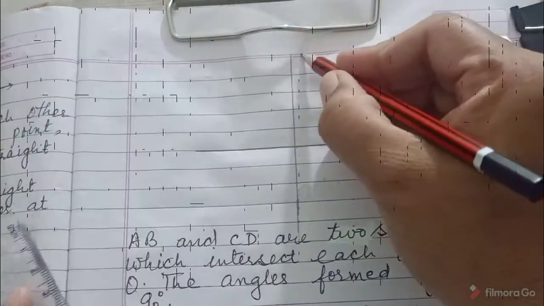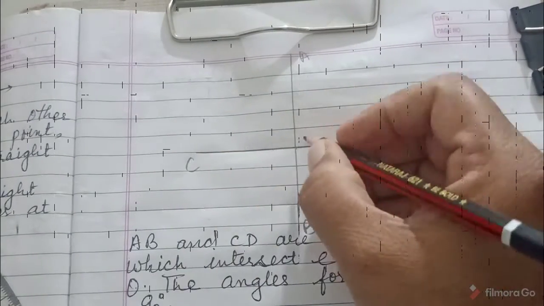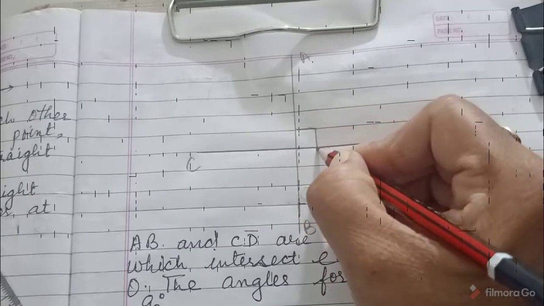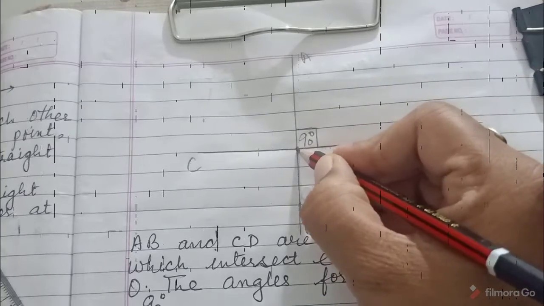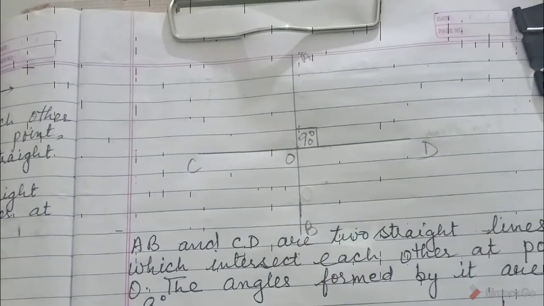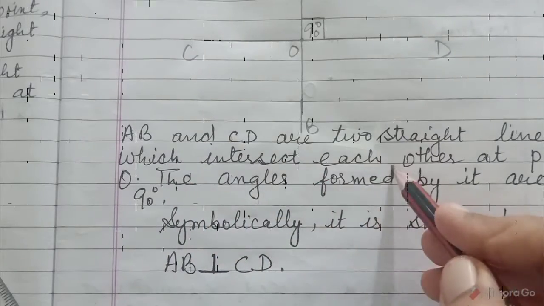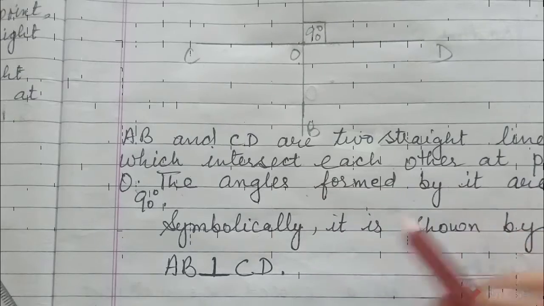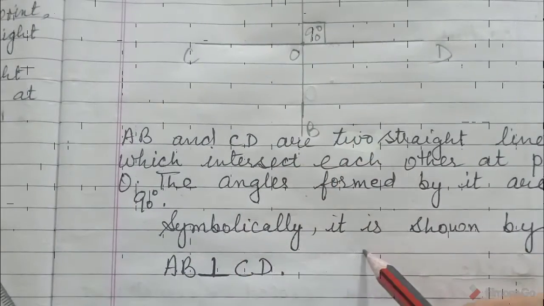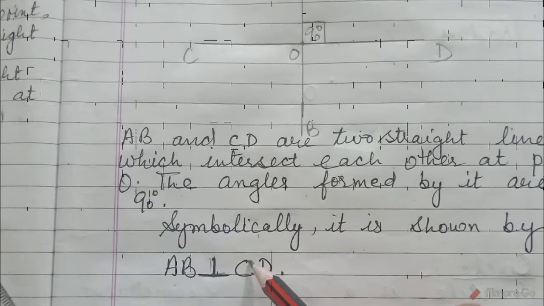Name them AB and CD. These two lines are perpendicular to each other, with 90 degrees between them at point O. AB and CD are two straight lines which intersect each other at point O. The angles formed by it are 90 degrees. Symbolically, it is shown by AB perpendicular to CD; this is the symbol of perpendicular.